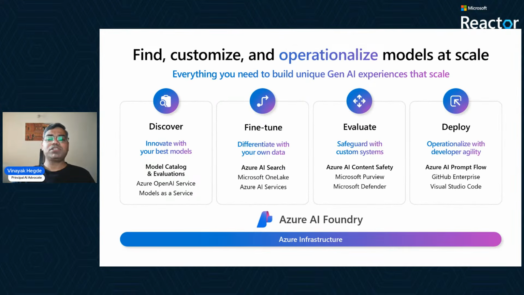So the AI Foundry, erstwhile known as AI Studio, actually makes it easy to discover and innovate with the best model. We looked at a model catalog. We have models as a service. We have Azure OpenAI service. It's possible to fine tune with your own data, and Azure AI Search allows you to store that data and act as a vector search as well. And eventually, we have support for evaluation as well.